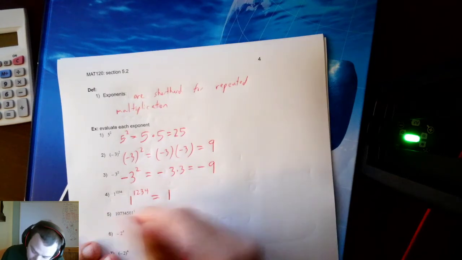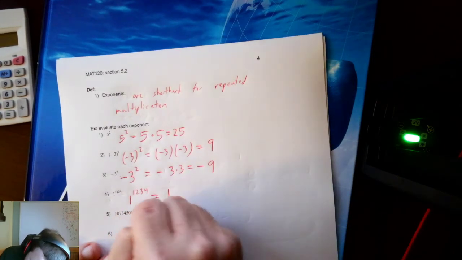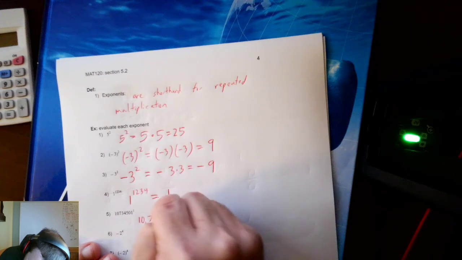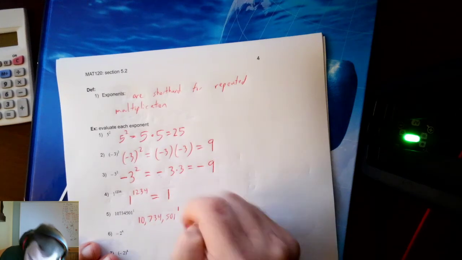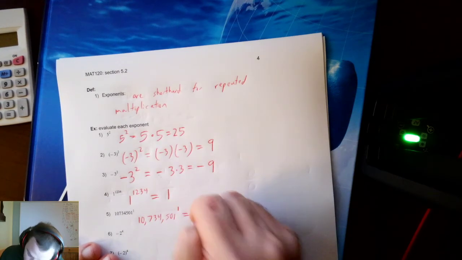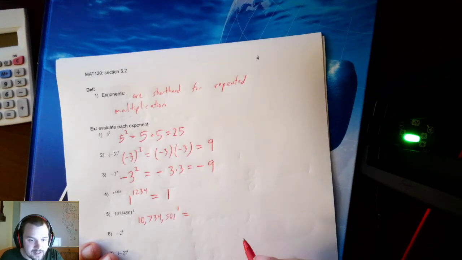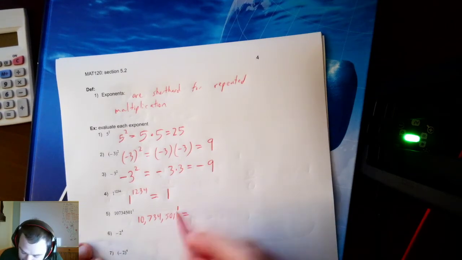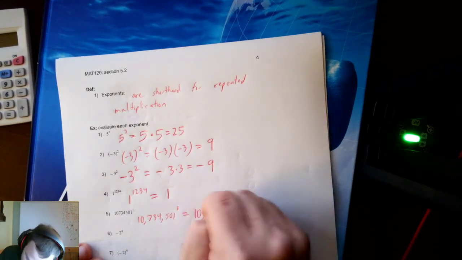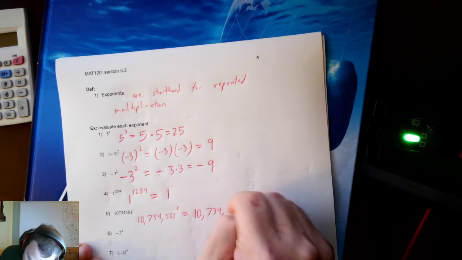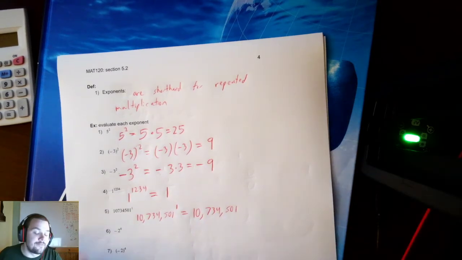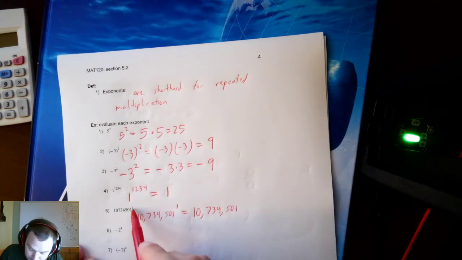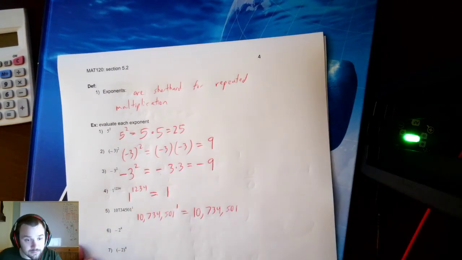And then how about here? We have 10,734,501 to the first power. So how many copies of this number do I want? I want 1 copy. 10,734,501. The first exponent just leaves the number the same. To the first power doesn't change the number.